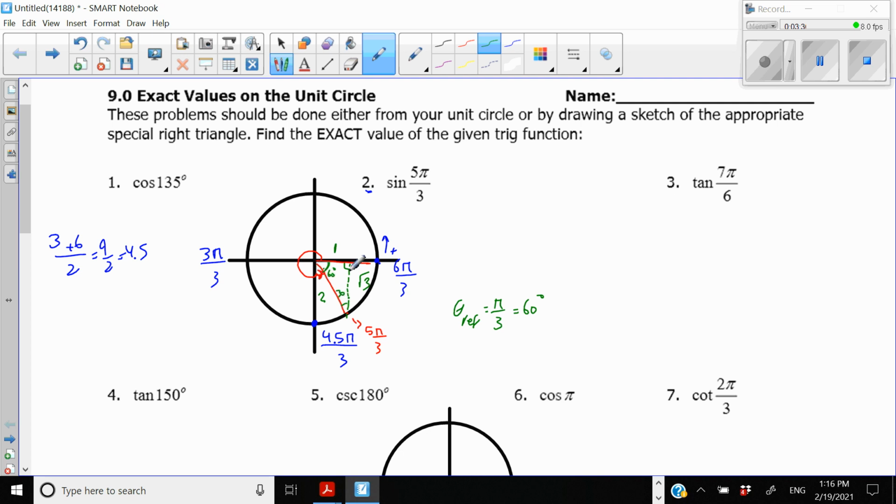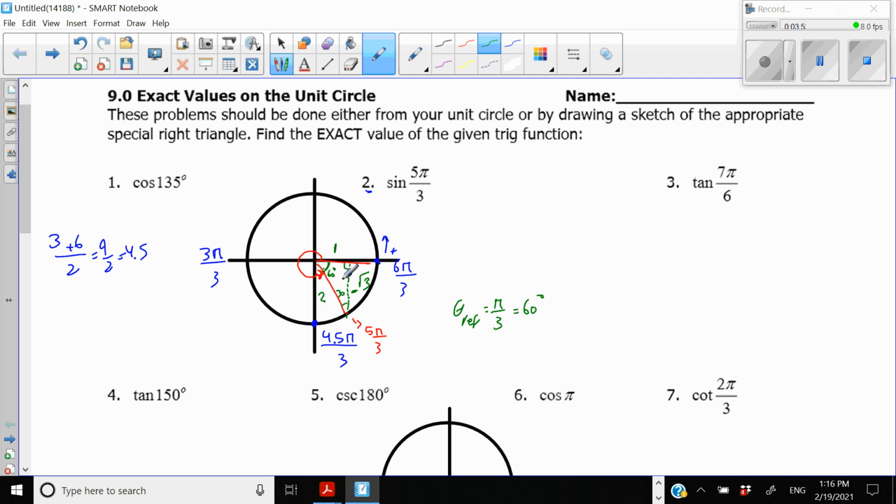Since this side is below the x-axis, it's going to be negative. But this one is on the right side, in the positive area of the x values, so it's going to remain positive. And also, we know that the hypotenuse is always positive as well.